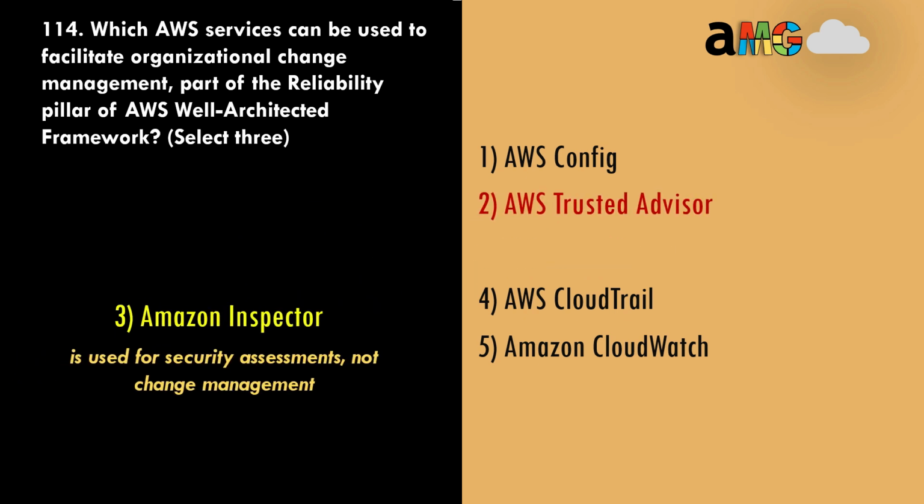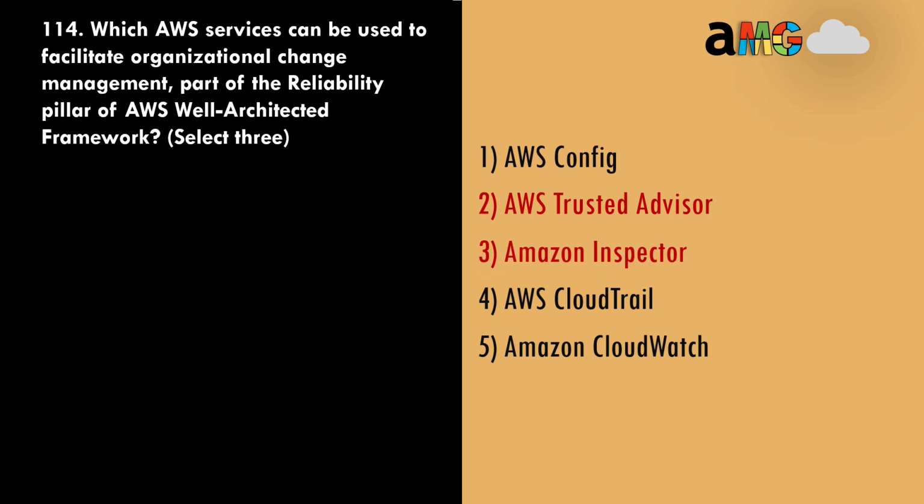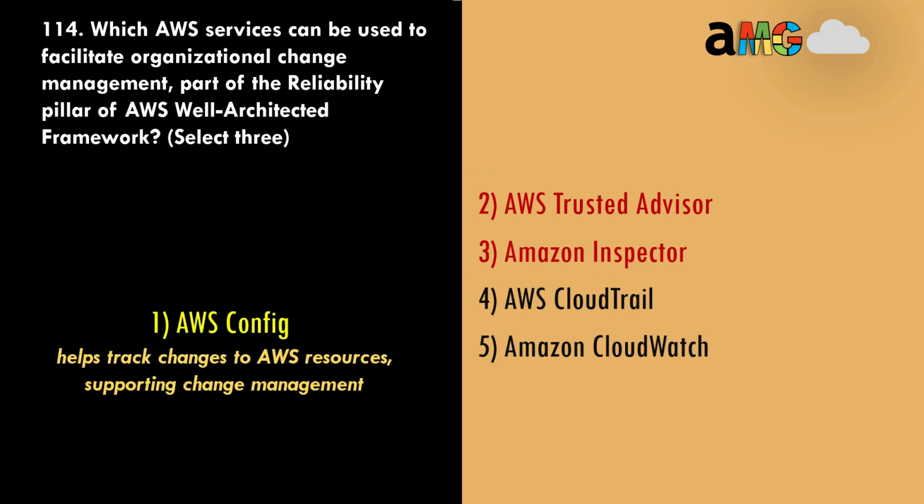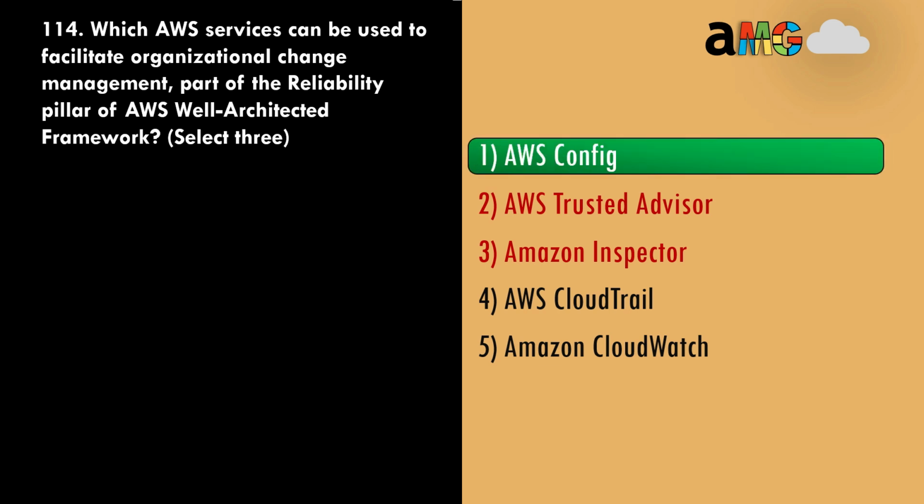Option 3, Amazon Inspector, is used for security assessments, not change management. Okay, so this is also the wrong answer. Option 1, AWS Config, helps track changes to AWS resources, supporting change management, right? So this is the one correct answer.